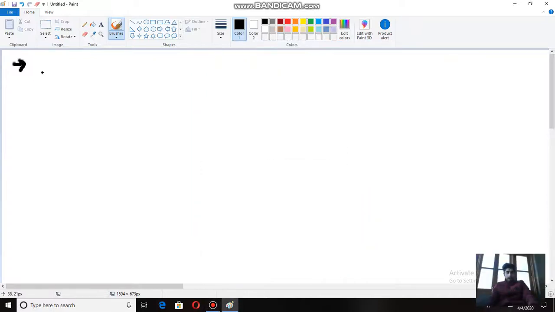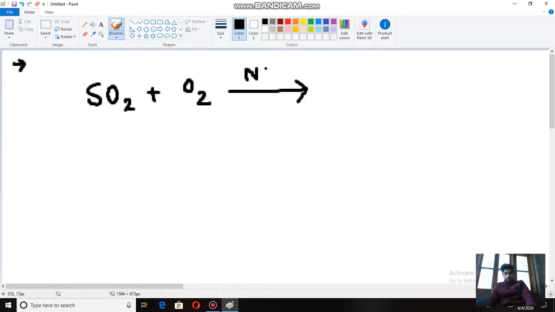Let's move forward and take an example for homogeneous catalysis. Let's take an example between sulfur dioxide and O2 in presence of nitrogen oxide. All of them are present in gaseous state (g), and this is also (g). Many of you may know it produces SO3.